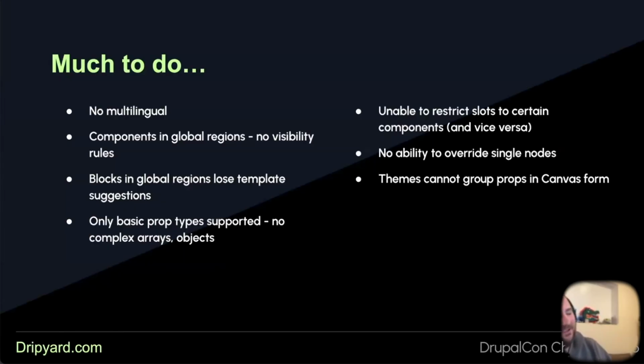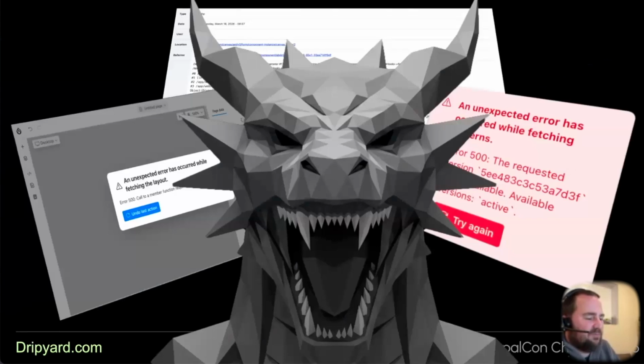There's currently no multilingual in Canvas. Components and global regions, you can't do visibility rules with them, and they lose template suggestions. Only basic prop types are supported, no complex arrays or objects. You're unable to restrict slots to certain components and vice versa. You can't override single nodes, and you can't group props into Canvas, you know?